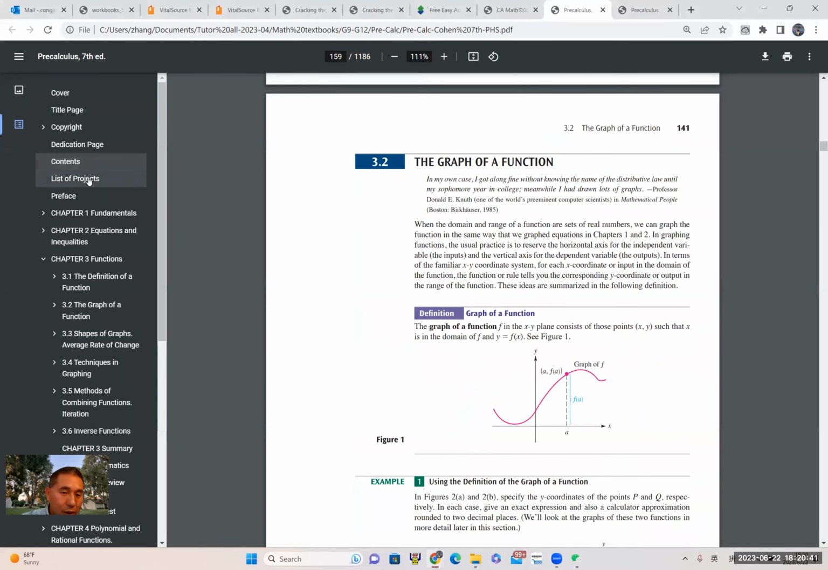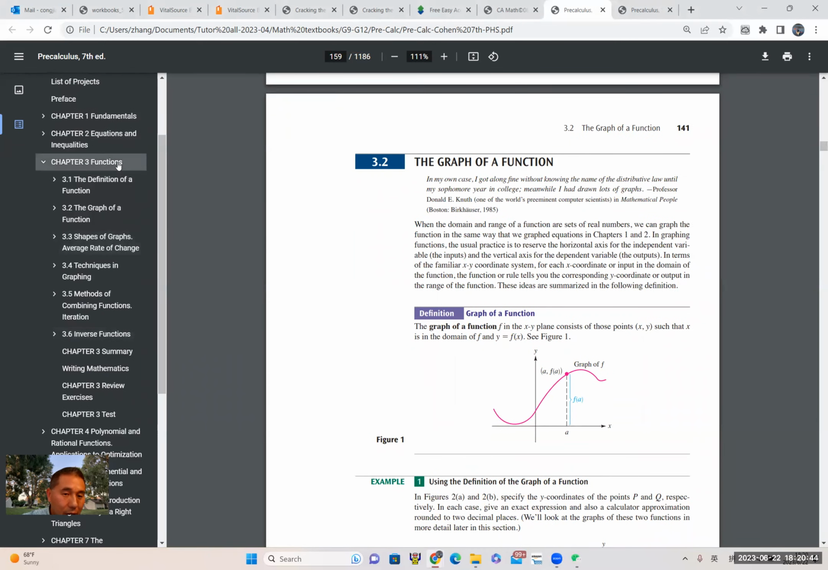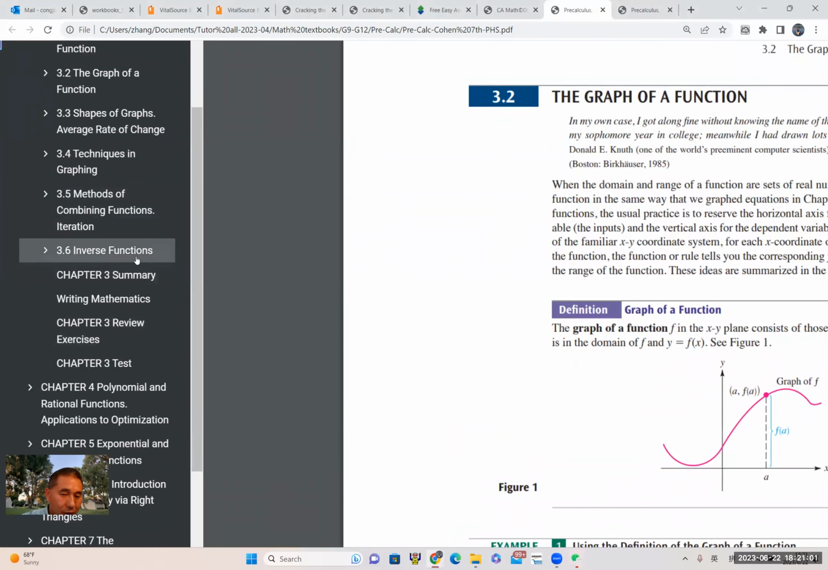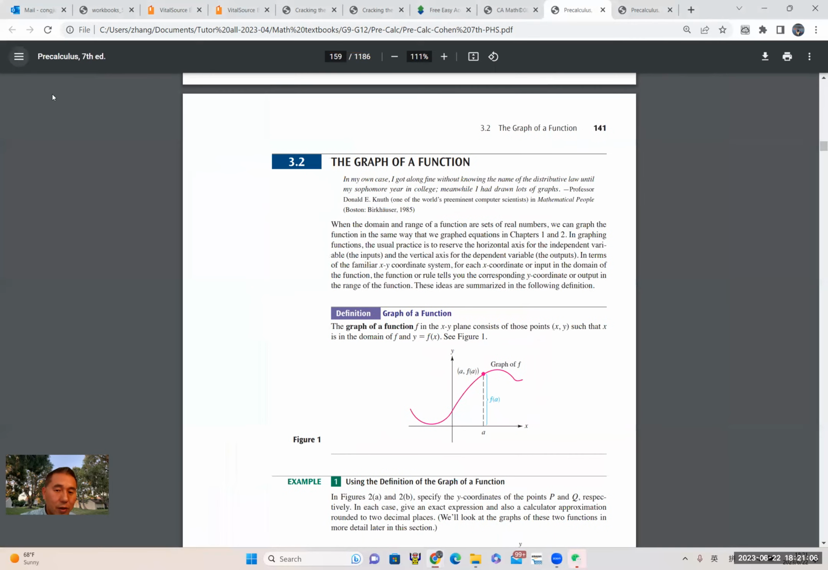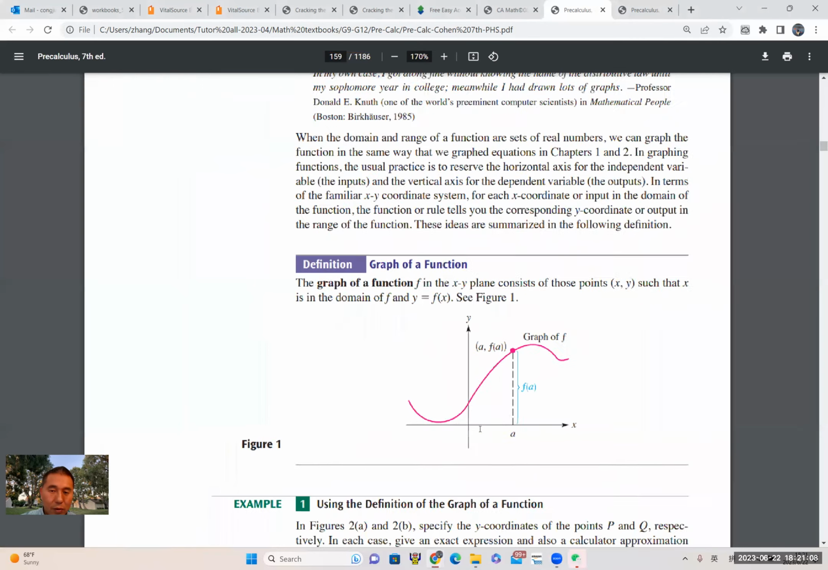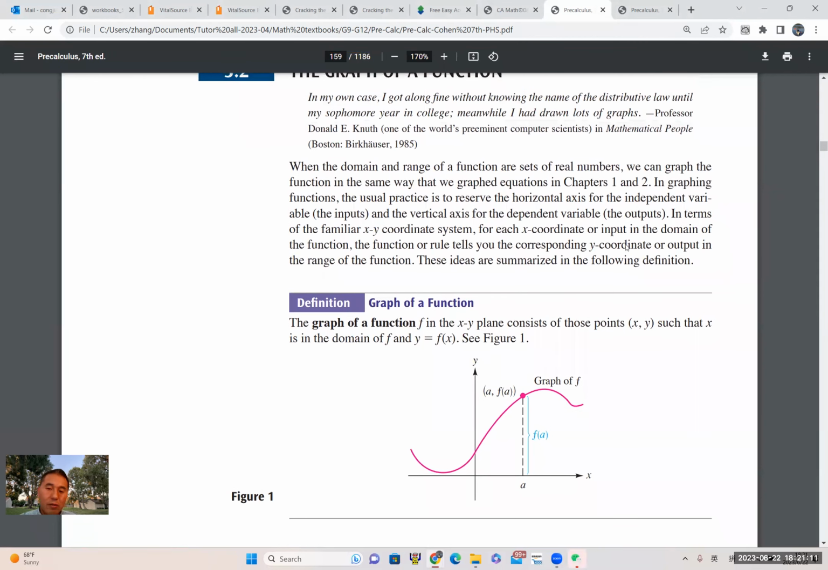Let's see this chapter's contents again. Function, graph function, shape of graph, average rate of change, graphing, method of combine function, iteration, inverse function. Okay. We will mainly go through the theorem and formula. We will not go through each exam.